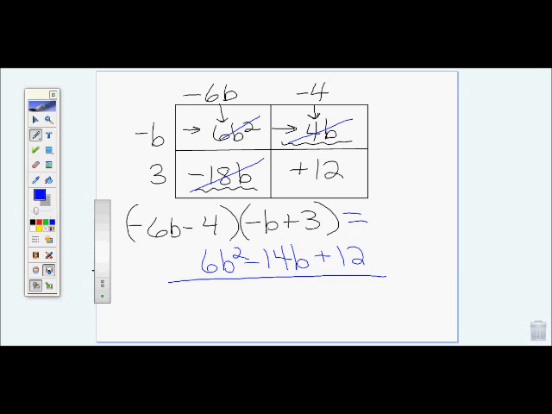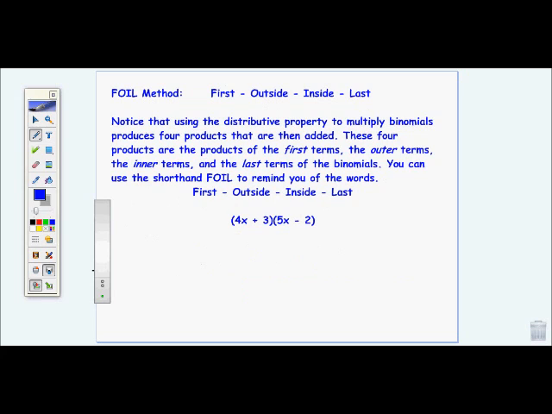Now that you've seen the visual, I believe this is the method you will start wanting to use. It's called the FOIL method. Each letter in FOIL stands for a certain location of that one term of the binomial. So F first, then outside, then inside, then last.